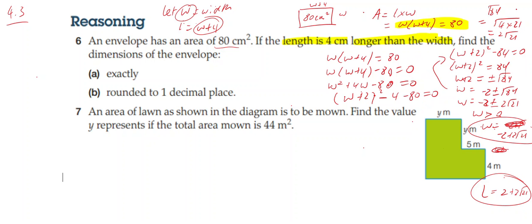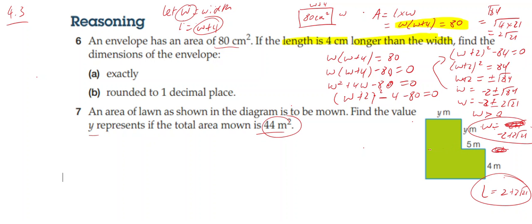Alright, we'll do question 7. So we've got the area of the lawn shown, find the value of y if the total area of the lawn is 44. Okay, so we know the total area of the green is 44.